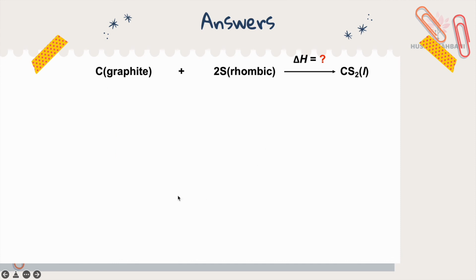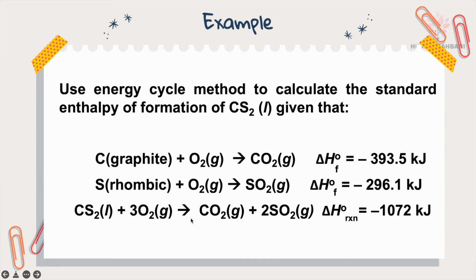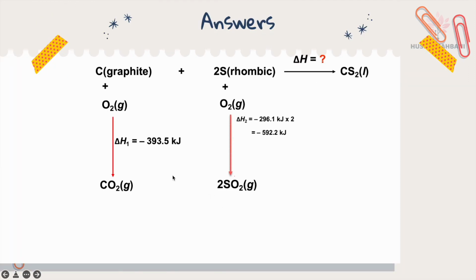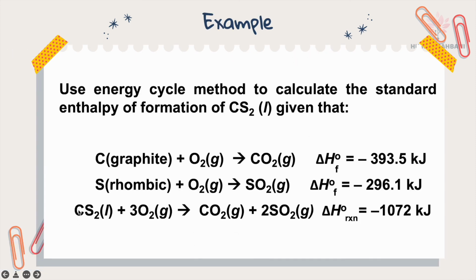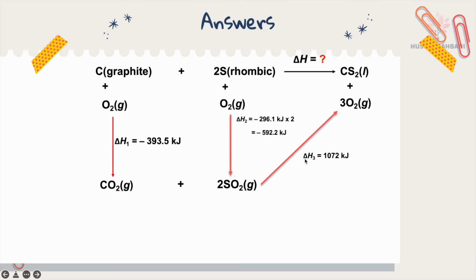And then your third equation is CS2 plus oxygen to produce carbon dioxide and SO2. These two are the products. And if you look at here, your CO2 and SO2 are the products, and your CS2 is the reactant. You want to make CS2 the product. So these two must be the reactants. So CO2 plus 2SO2 to become CS2 product and oxygen product. And then if you reverse this equation, because you want to make CS2 a product, you have to change the sign. This sign must be positive. Just change the sign to positive. It will become delta H3 equals 1072 kilojoules.